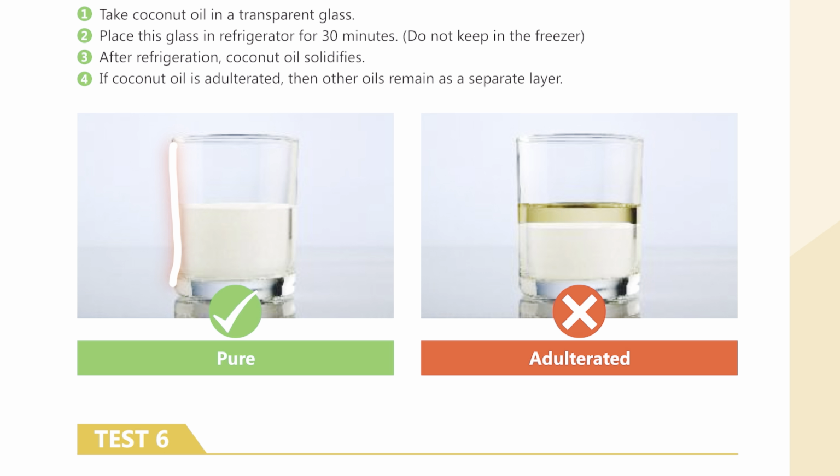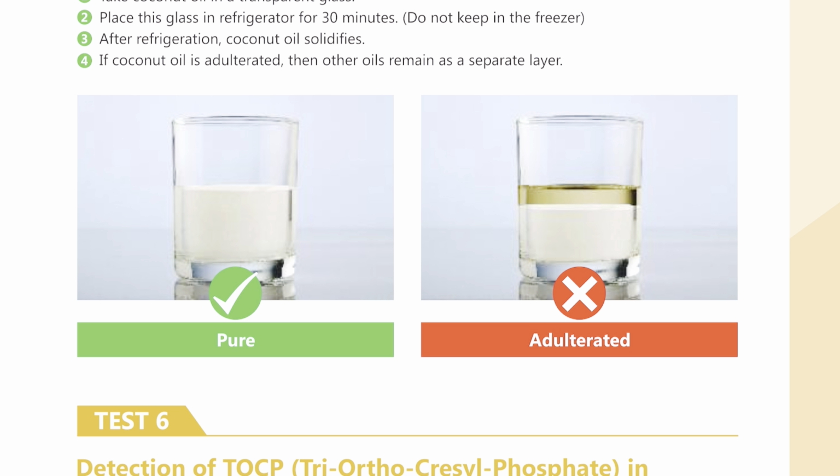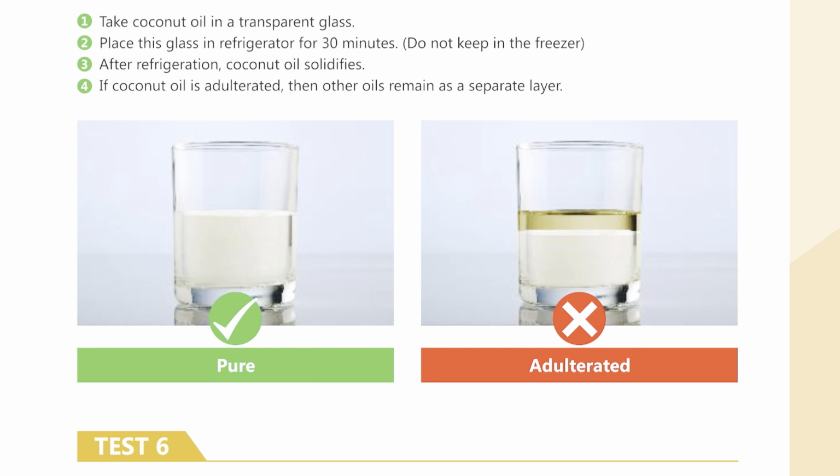If there is adulteration in the milk, the coconut oil of course will freeze, but the other oil which is adulterated one will not freeze, and there will be two separate layers seen, which means that this is adulterated one. And if there is no separate layer seen over here in the coconut or the refrigerated oil, this means that this is a pure oil.